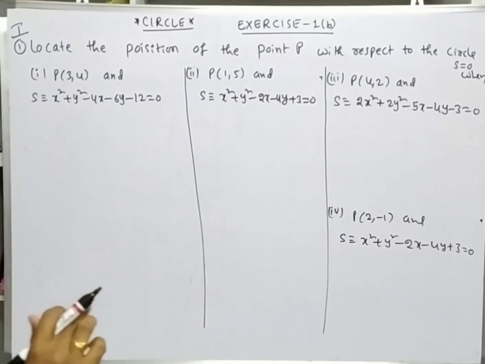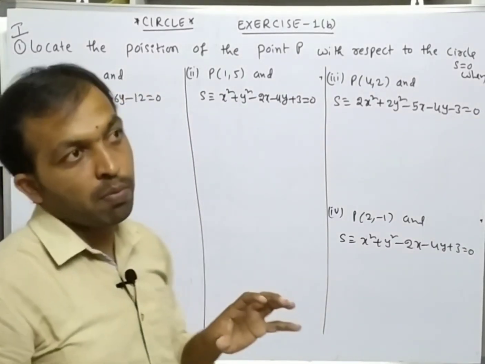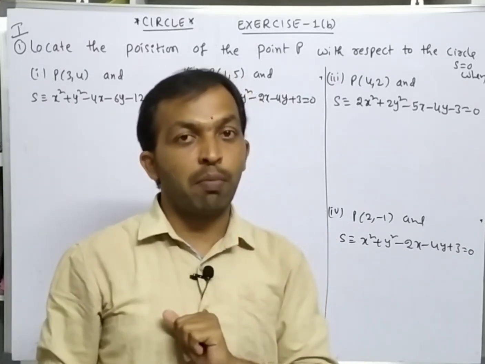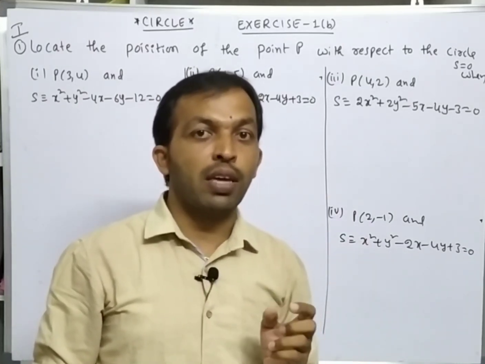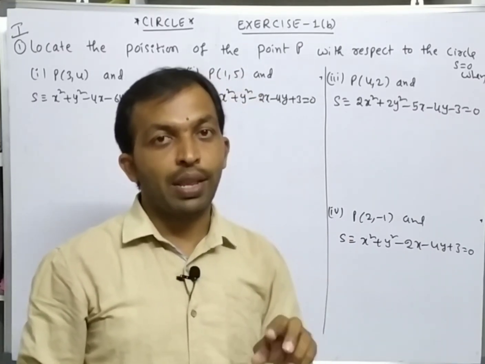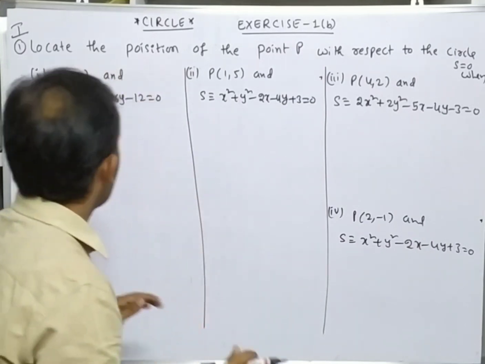Exercise 1b, first bit problem. So this exercise 1b is an important exercise for 2 marks questions in the intermediate public examination, and the previous exercise 1a is for 2 marks and 7 marks. 1a is very important for 2 and 7. This is important for 2 marks questions.